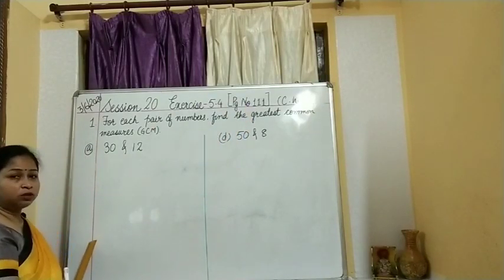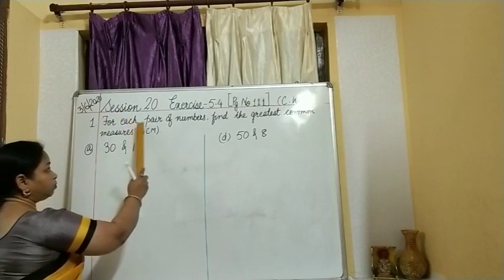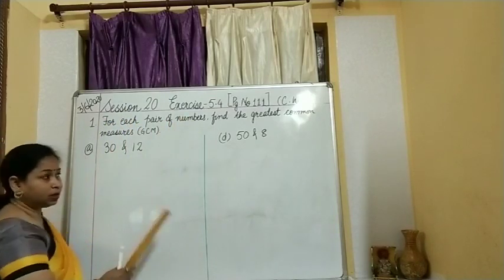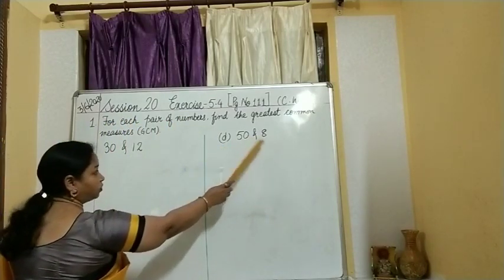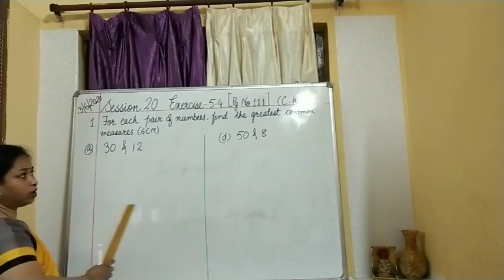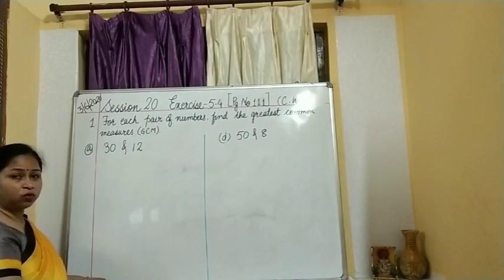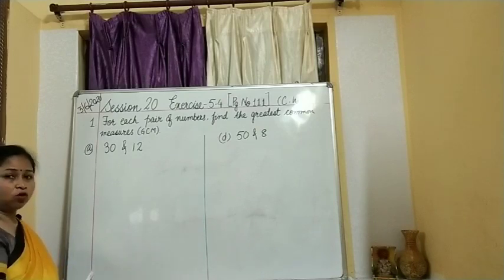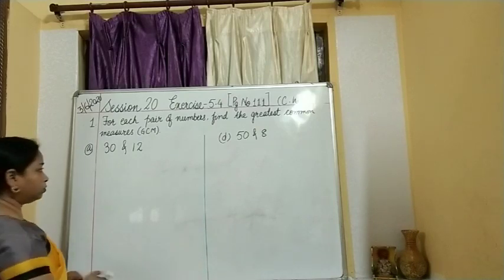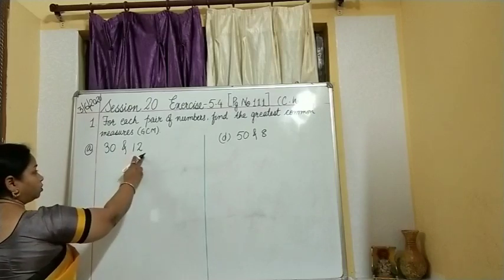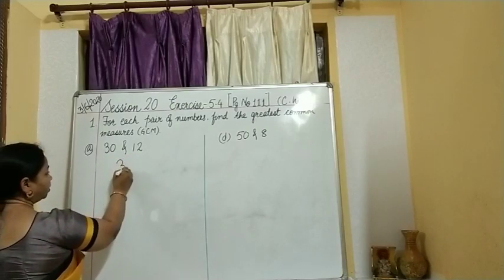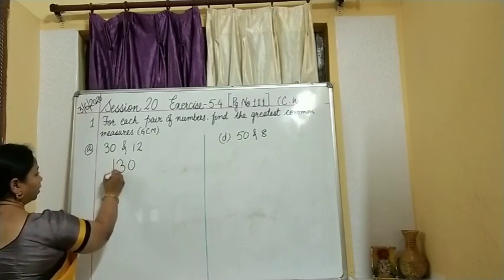And what is the question? The first question is, for each pair of numbers, you can see you have got pairs of numbers 50 and 8, 30 and 12. Okay, find the greatest common measure. Greatest common measure, just now I have told, it is GCM or you call it HCF. Okay, how to do this question? So you have got two numbers, you know how to find out the prime factors, isn't it? Just now we have done.